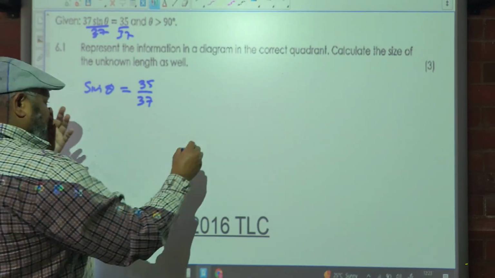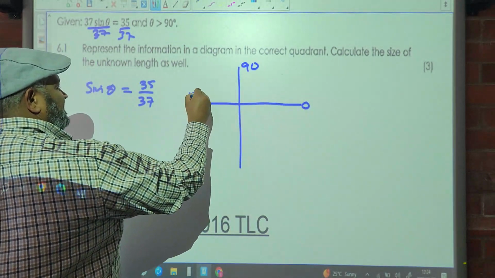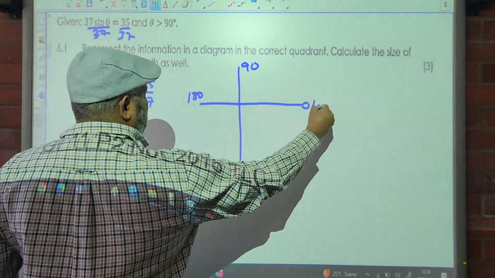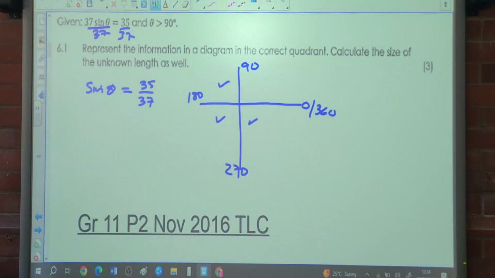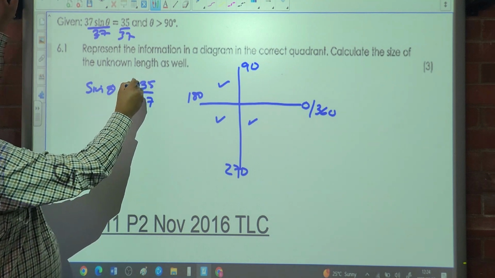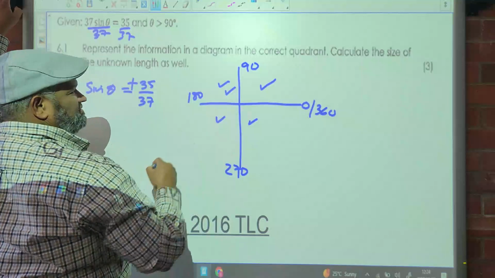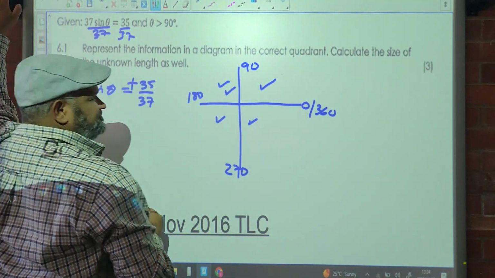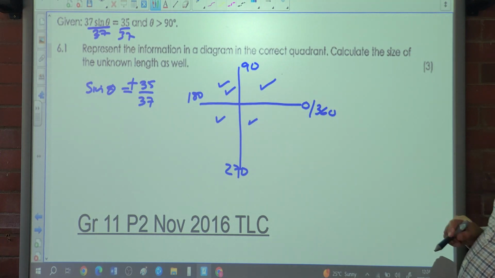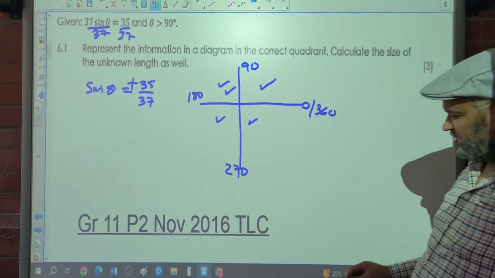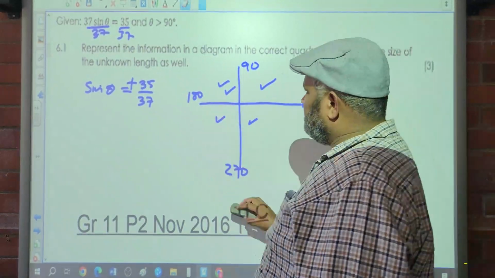So if we draw this diagram, we know that's 0, 90, 180, 270 and 360. If something is greater than 90, it can be in one of these quadrants. Okay, but because sine is positive, and sine is positive in quadrant 1 and quadrant 2, we need to draw in quadrant 2. Or you consider that an obtuse angle is in quadrant 2 anyway.